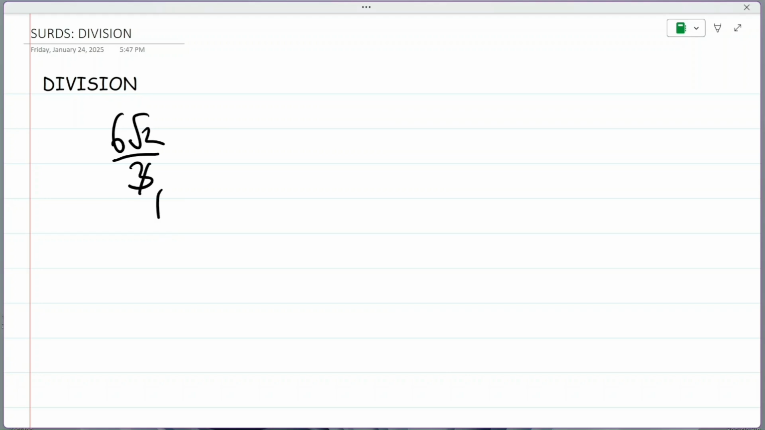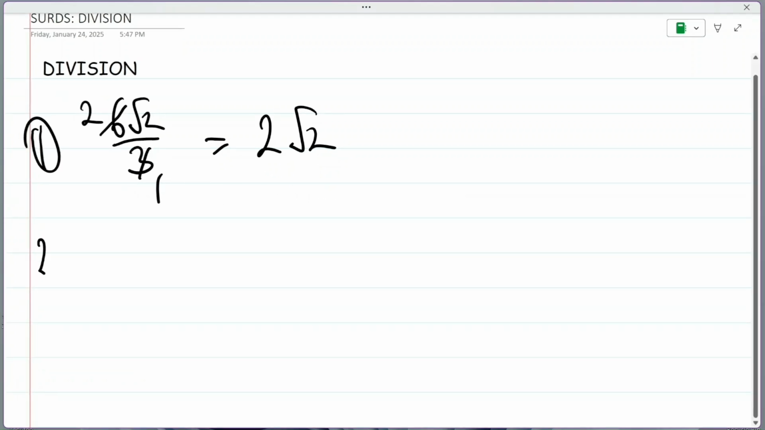3 in 3, 1; 3 in 6, or 6 divided by 3, that's 2. You're left with 2 root 2. So your answer is 2 root 2. This is over 1, the 1 can go away. Any number divided by 1 is that number, so you have it as 2 root 2. That's the first question. Second question, you have 3 root 2 over 6.